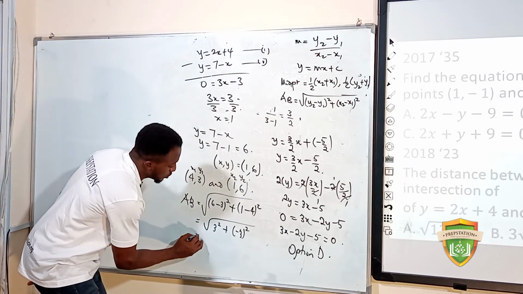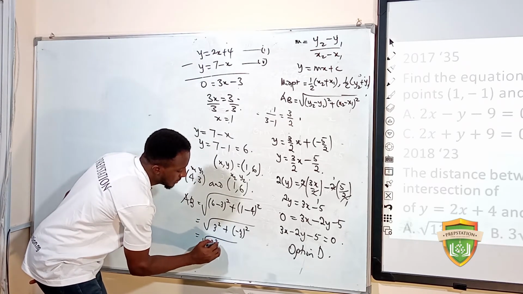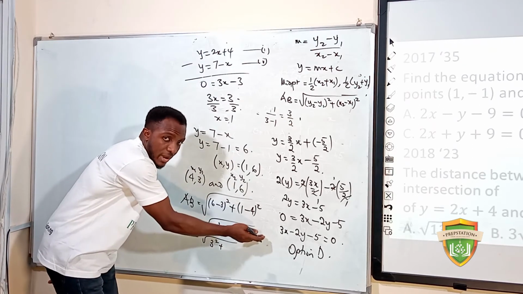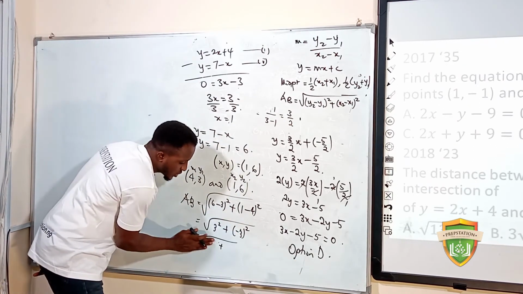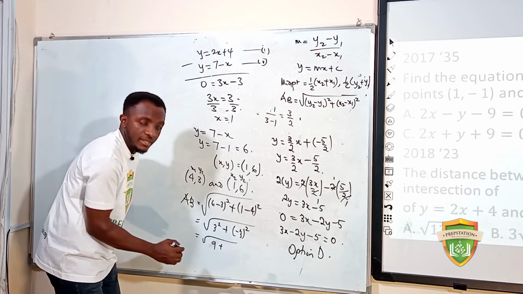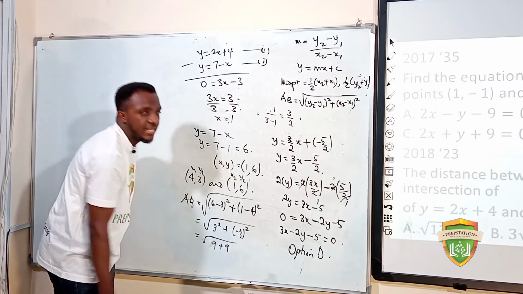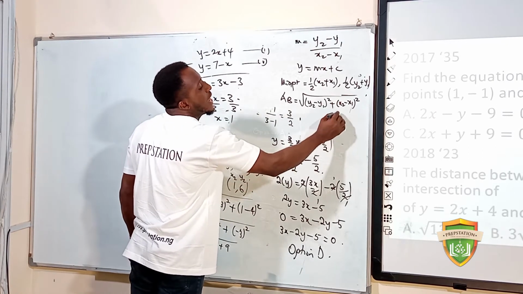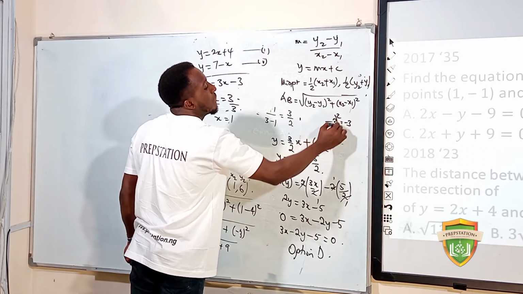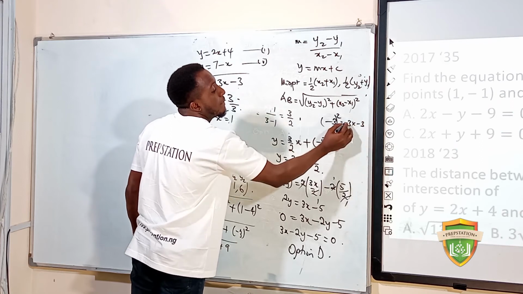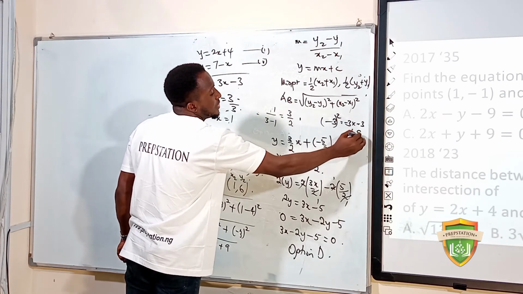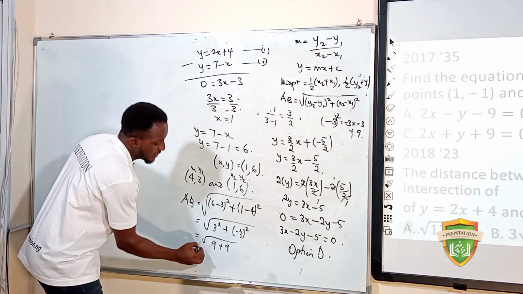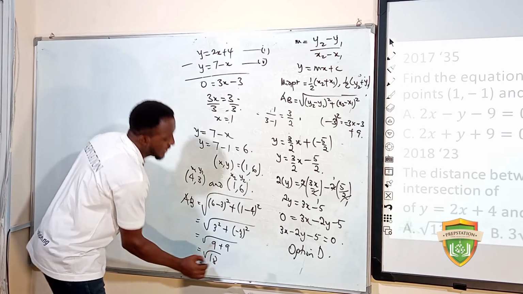Okay, so this would be root of 3 squared plus minus 3 squared is 9. 3 squared is 9. So 9 plus 9. How is minus 3 squared 9, Mr. McCollings? Minus 3 squared is simply minus 3 times minus 3. And minus times minus is plus. 3 times 3 is 9. So this gives me the square root of 18.